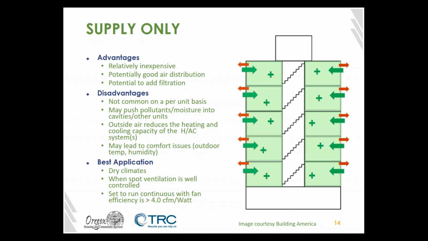So this works also much better in dry climates. There can be moisture issues with a supply only. And this only works when the spot ventilation is well controlled. That means your bathroom fans or your hood fans on your kitchens, because those exhaust fans turning on aggressively changes the pressure dynamic in one unit relative to the others, which might mean you're no longer actually pressurized and you're just pulling in the air from all of your neighbors temporarily, and not all of it's getting back out of your hood fan from your kitchen range.